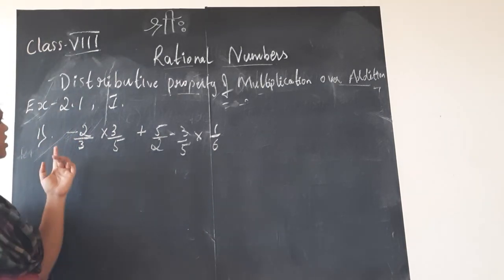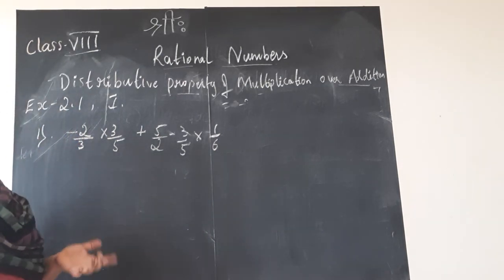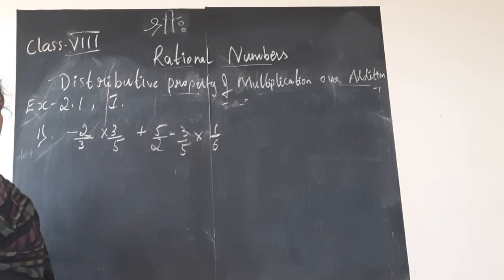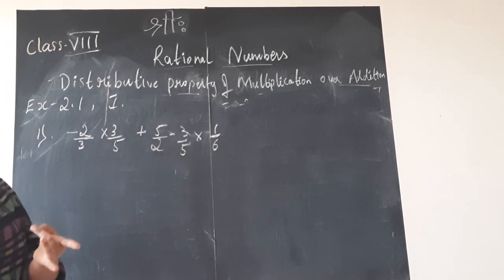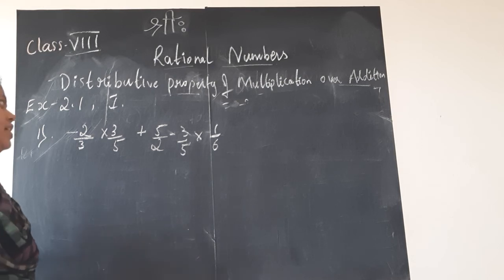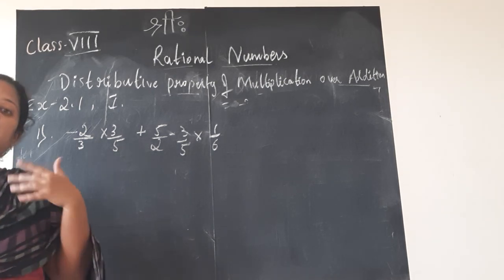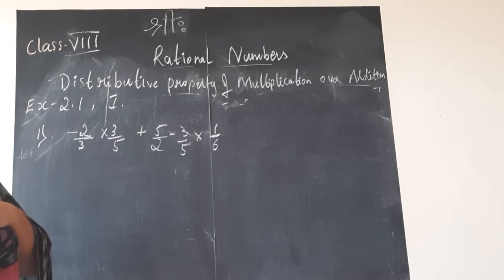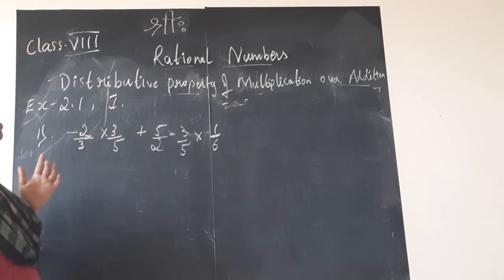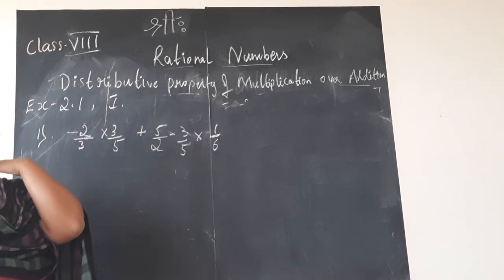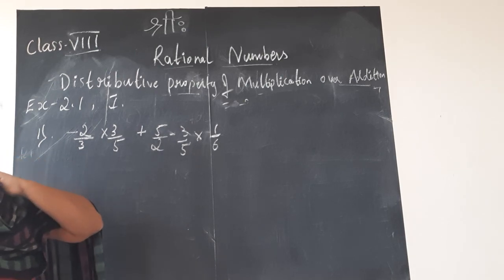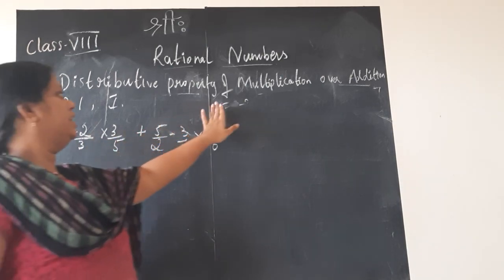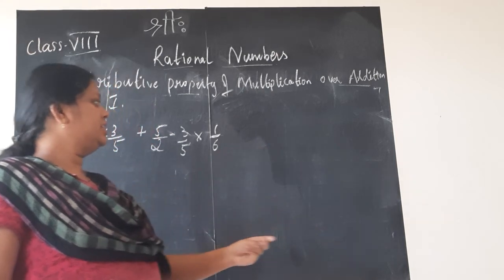Look here children, if you look at the question, they have not said any one particular property to use here and solve, either commutative, associative, or distributive. They have not mentioned anything like that. Using appropriate identities means more than one identity we have to use, we should understand by reading the question. As I said while explaining the distributive property of multiplication over addition, I told you to remember the standard form.